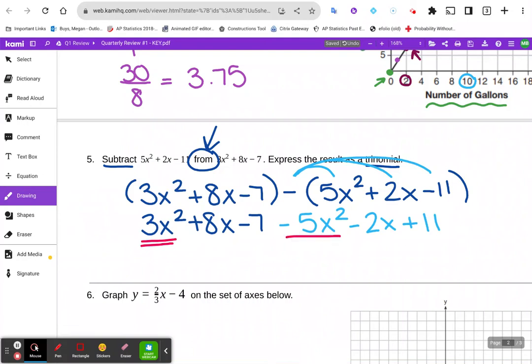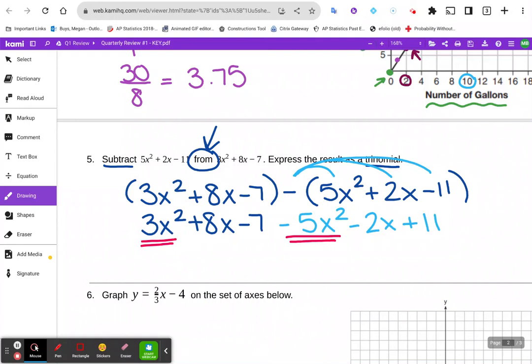Again, your like terms are going to be the letter that matches with the exponent that matches. So x squareds are going to come first. I try to start with the highest exponent because I like to rewrite it in standard form. It didn't ask me to, it just asked for a trinomial, which we know is a polynomial with 3 terms, right? Like tricycle in that case.